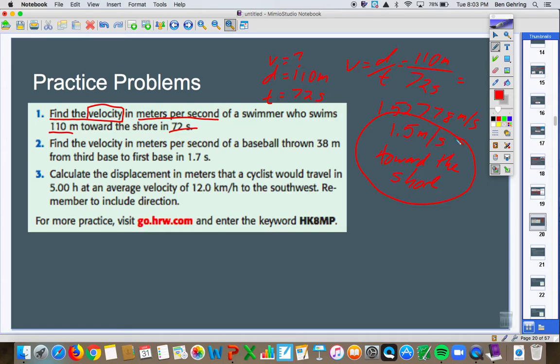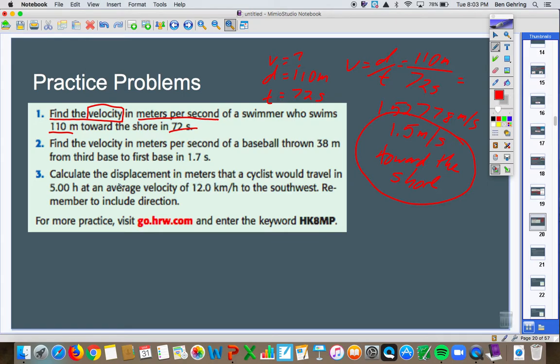For now, I'm going to have you answer questions 2 and 3, and then send your answers to me. Actually, send your answers to me through email, and we will continue this and practice this tomorrow. So number 2 says find the velocity in meters per second of a baseball thrown 38 meters from third base to first base in 1.7 seconds. So you're going to solve for the velocity of the baseball and be sure to include direction. And then number 3 says calculate the displacement in meters that a cyclist would travel in 5.00 hours, at an average velocity of 12.0 kilometers per hour to the southwest. Remember to include direction. So be careful on this one.